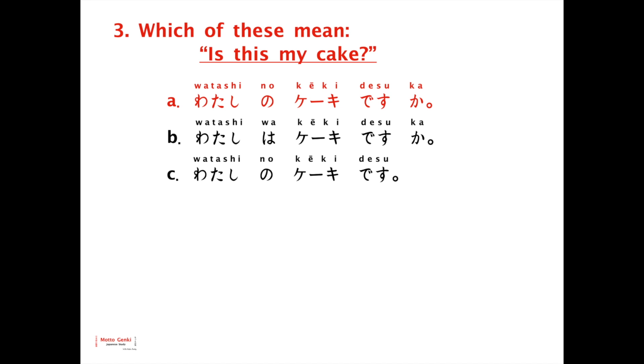Part B, question B. Watashi wa keiki desu ka? Means, am I a cake? Because watashi wa, I am the topic. Keiki, cake. Des, am. And ka, question, am I a cake? And C, watashi no keiki desu. This is my cake.